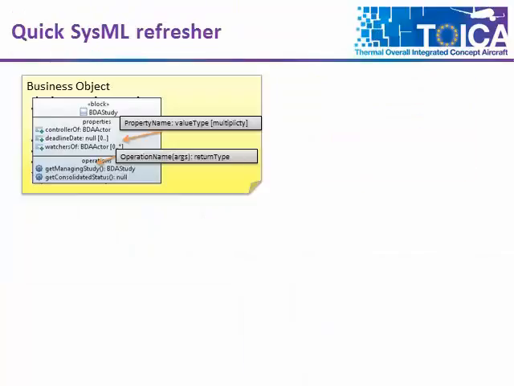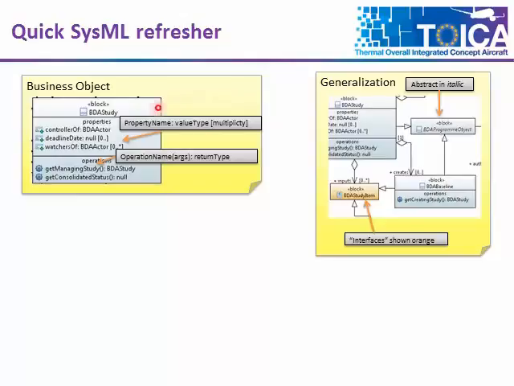First, a quick refresher on the models. Each business object is shown in a box like this. This includes the name of the object and then any properties that are interesting for the view being shown. Each property has a name and what is returned. And then also any operations that are interesting for the view.